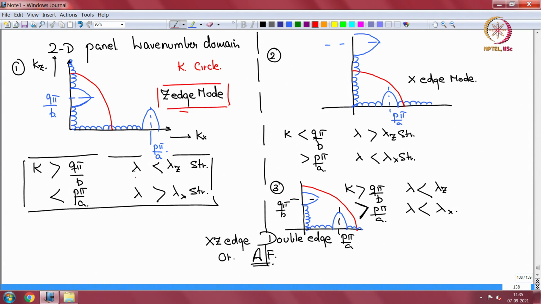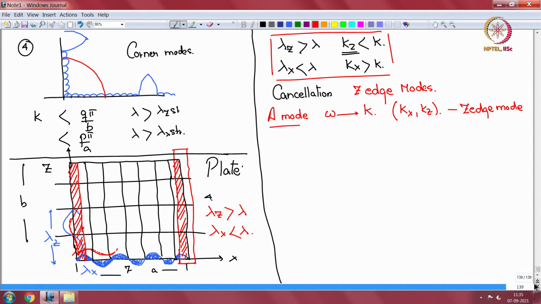So lambda here is less than lambda z, so along z there is no cancellation, we are above coincidence. But in the x direction the lambda is greater than lambda x, so we are below coincidence, so cancellation occurs. And how does it occur? It occurs in these nice rectangular patterns. So that mode behaves like a Z edge mode, and these two edges will radiate.